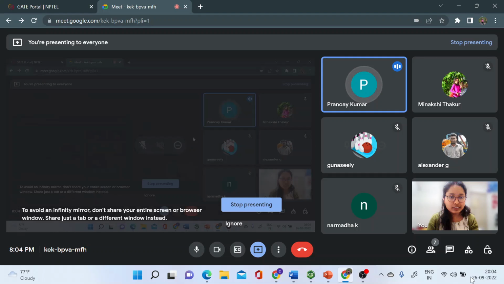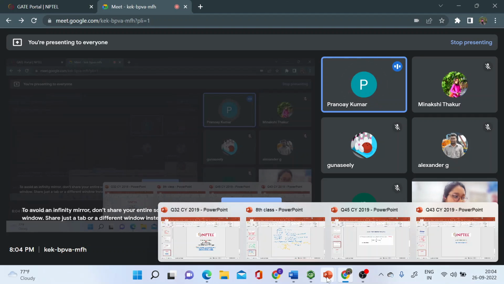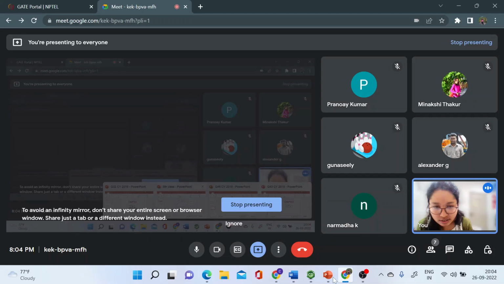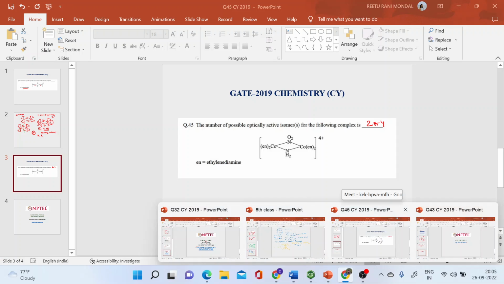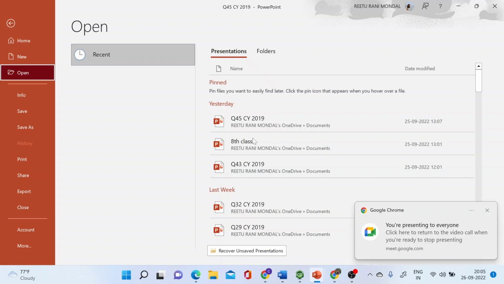In the last class there was a confusion about orbital contribution and spin contribution. If we are having any unsymmetrically filled orbitals, then only we are getting orbital contribution. Okay, I will open that.